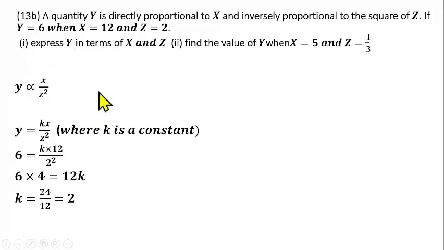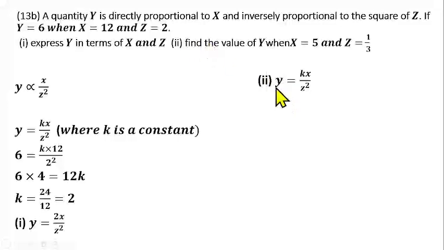Therefore, for question number 1, we have to express y in terms of x and z. So that means you'll be having y equals the value of k, which is 2, x over z squared. So you have been able to express y in terms of x and z here.